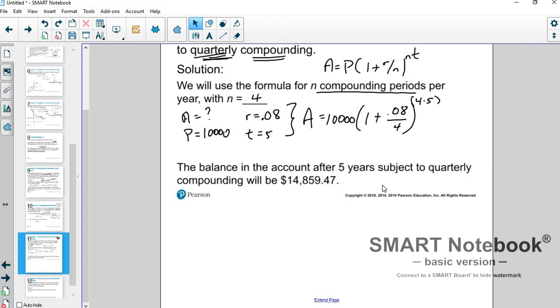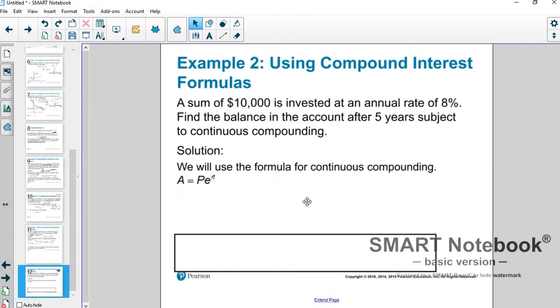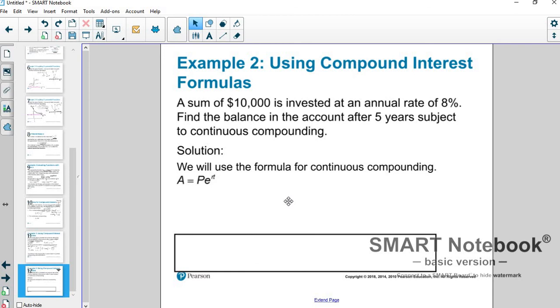I'm going to let you guys do one. If you'll read through this problem and pause the video, notice that it's the same amount of money, it's the same percent, it's the same number of years. It's just compounded continuously, not quarterly. So that changes our formula. Okay? So pause the video, give it a shot, and we'll come right back.